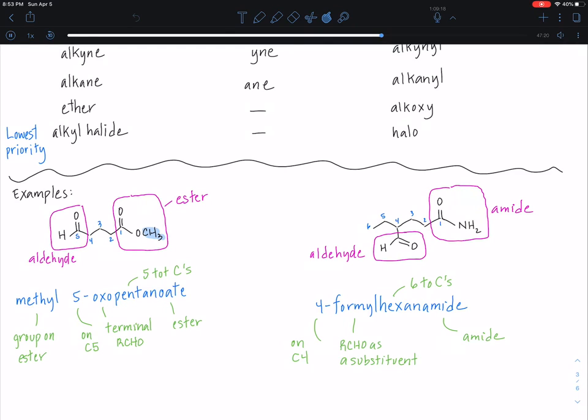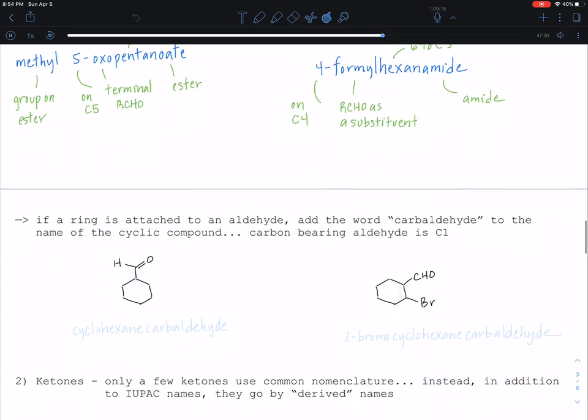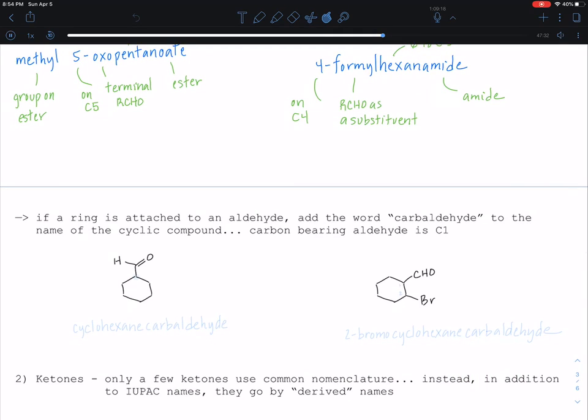So the last couple of examples here I want to give for the aldehydes are, obviously we can have a ring, right? So if we're going to have a ring, that's going to be our parent compound. If the ring is attached to an aldehyde, then you're simply just going to add the word carbaldehyde to the name of the cyclic compound.